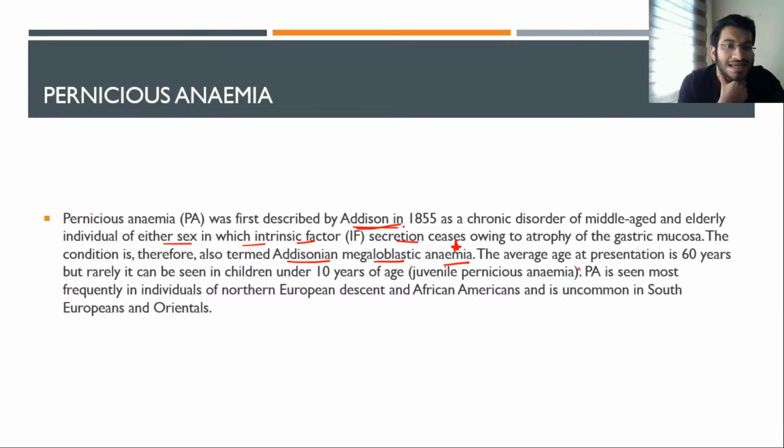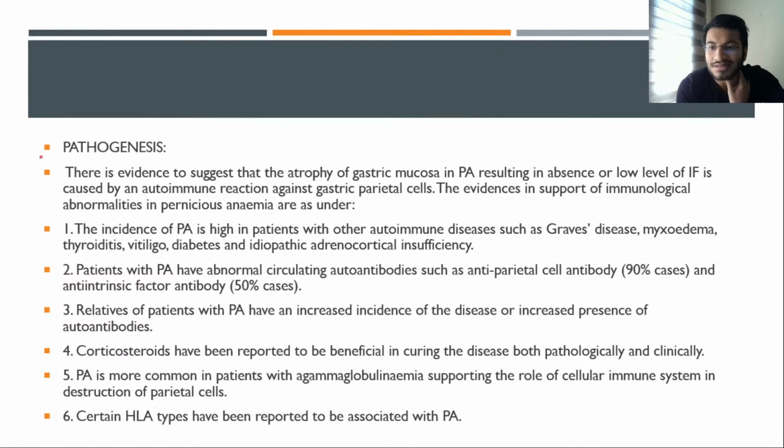The average age of the presentation is 60 years, but rarely it can be seen in children under 10 years of age as well, and that is regarded as juvenile pernicious anemia. Pernicious anemia is seen most frequently in individuals of North European descent and African Americans, and is uncommon in South Europeans and Orientals. Then pathogenesis.